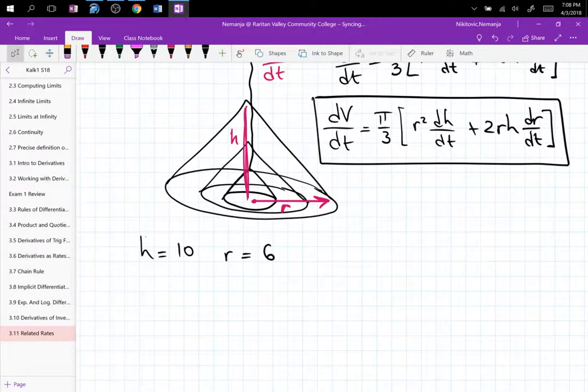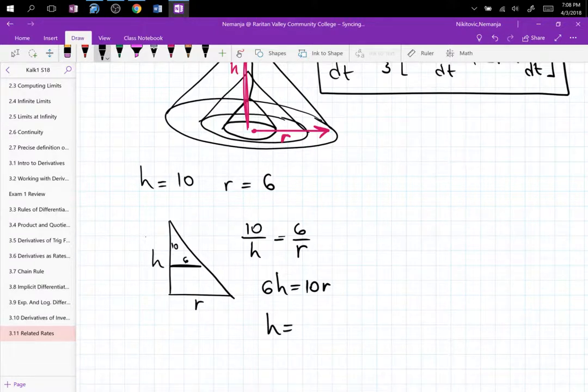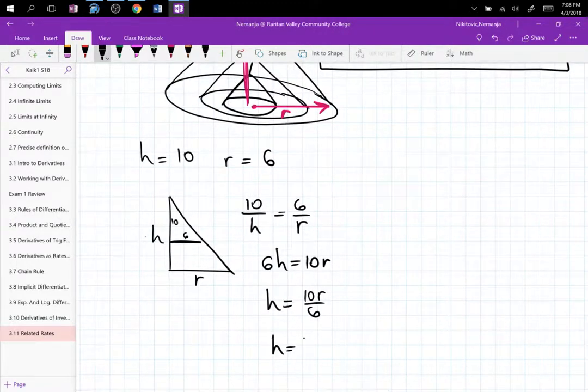then I can come up with a similar triangles situation where, since it's getting larger, this is the height of 10 and this is the radius of 6. Over time you can write the proportion where you say 10 is to height as 6 is to radius. And you can solve this either for height or radius. So cross multiply, you have 6h equals 10r. And from there, height h is 10r over 6, and the height is 5r over 3.